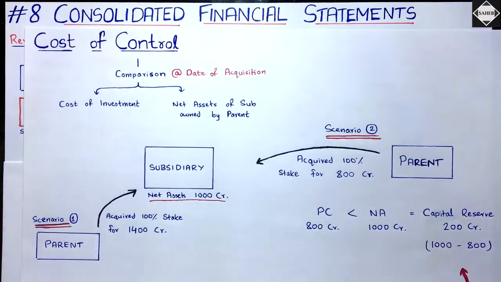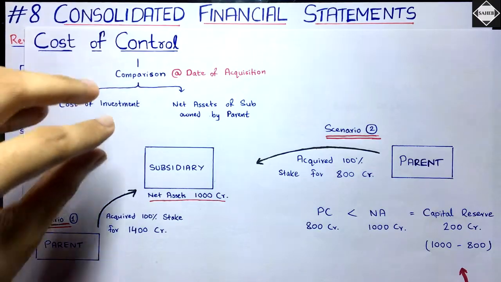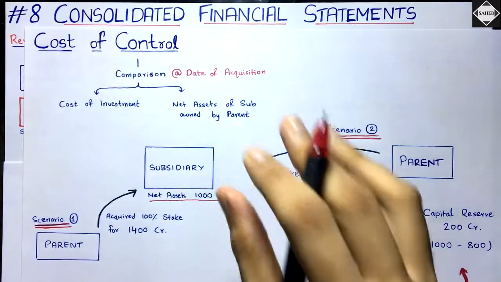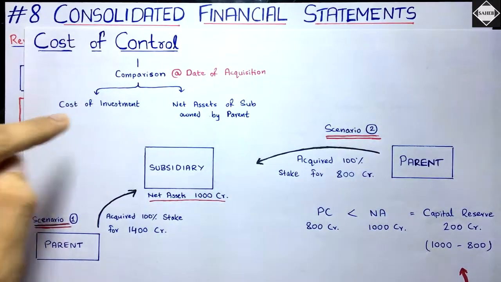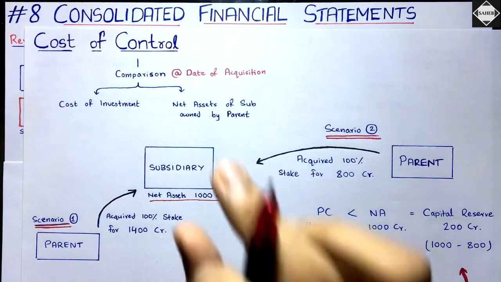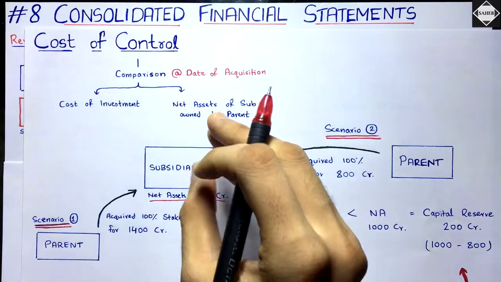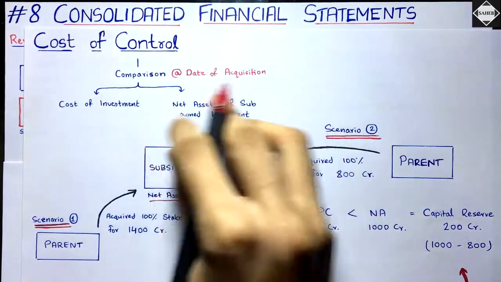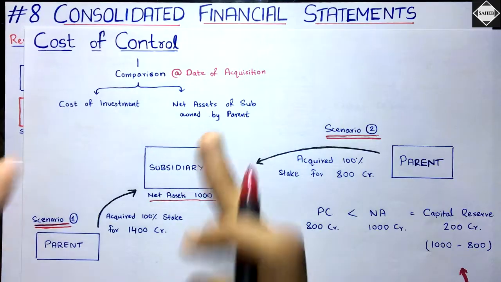On the date of acquisition, in working notes, what does the holding company do? The holding company does a comparison of the cost of investment with the net assets of the subsidiary that is owned by the parent. These two things are compared. Now the cost of investment, the purchase consideration, is at market value, as I just told you. So the net assets of the subsidiary that are owned by the parent, whatever they have acquired, should also be at market value, both at market value.